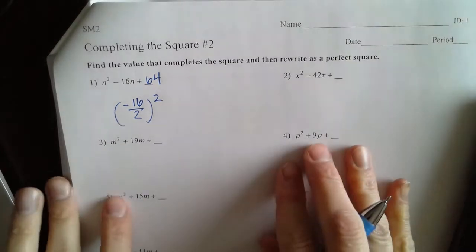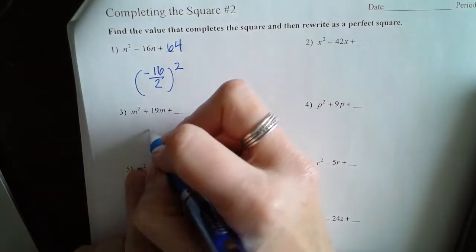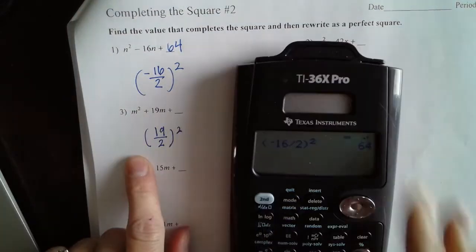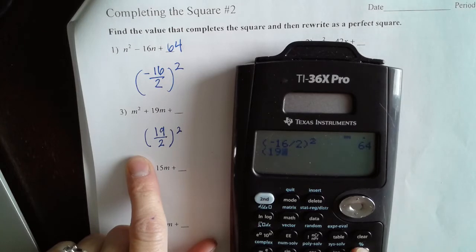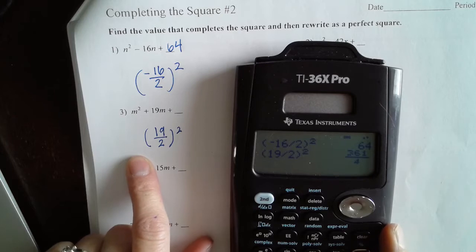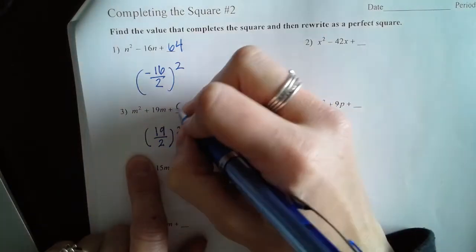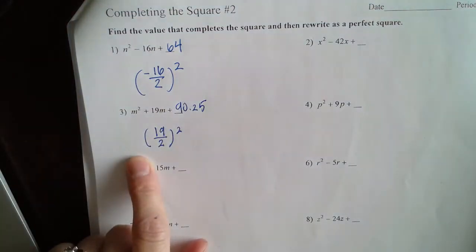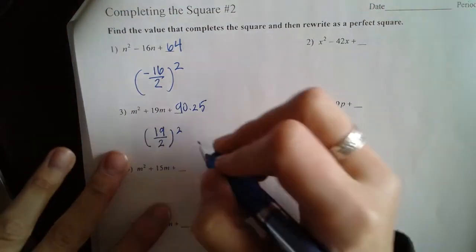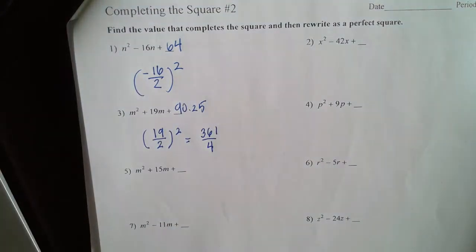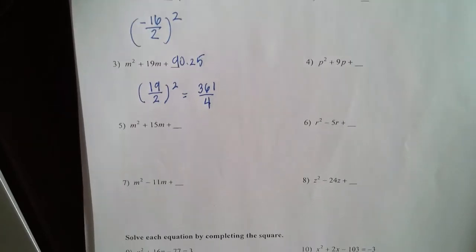Okay. Like number 3, that's not nice, but that's okay. So we're going to do 19 divided by 2 squared. Okay, and I'm just going to type the whole thing in again. 19 divided by 2 squared, let's get a decimal. There you are. 90.25. The fraction is good to know for like tomorrow's assignment, but we'll talk more about it later.